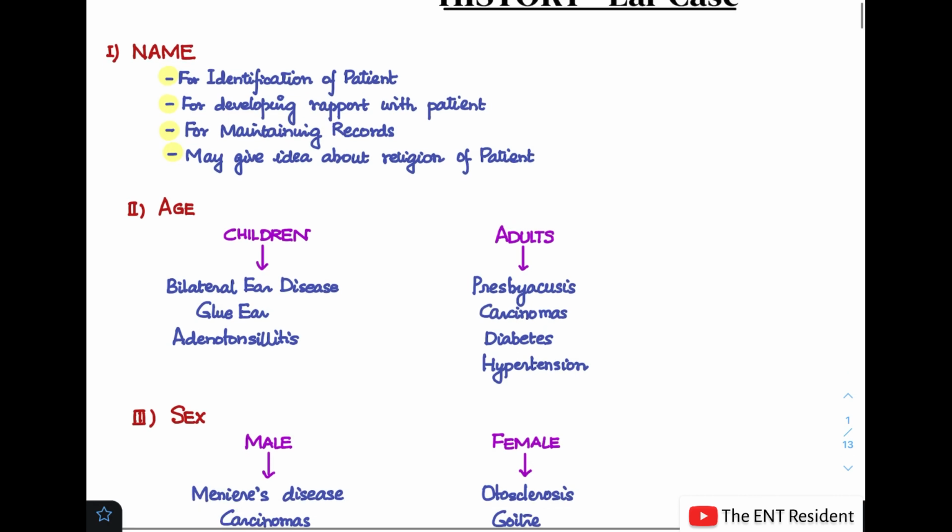So children have more bilateral ear diseases. This is usually because of eustachian tube dysfunction. They can have glue ear, adenotonsillitis, whereas adults have presbycusis, carcinomas, diabetes, and hypertension. These are the diseases that are more common in adults.